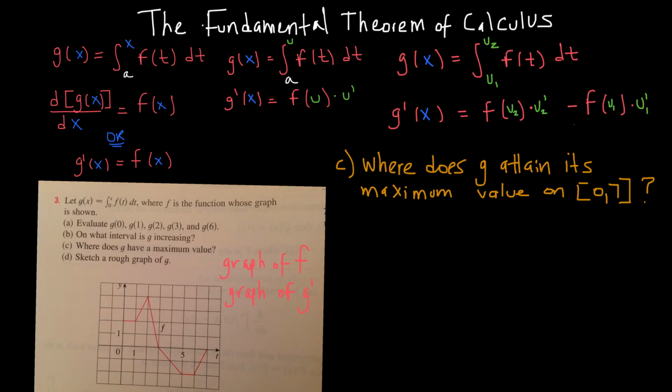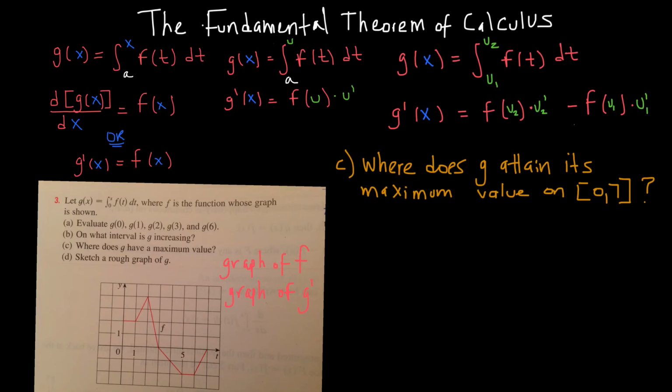So this is what the question would look like if they wanted the absolute maximum. Where does G attain its maximum value on 0 to 7, the closed interval 0 to 7? So they do a couple of things. Now they're giving you endpoints, and by saying its maximum value, it's very clear to me when I read that they mean the absolute maximum. Would you agree?